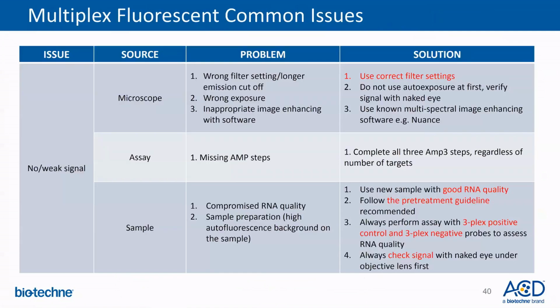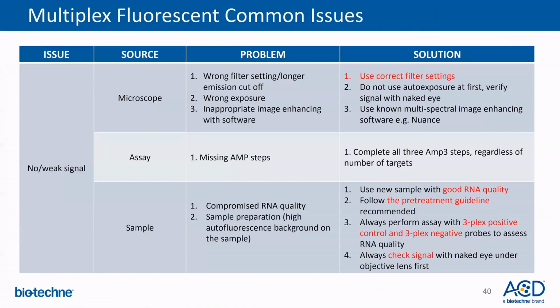We'll now look at some of the common multiplex fluorescent issues. One of the most common issues is no or weak signal. There could be 3 contributing factors: the microscope, the assay, or the sample.